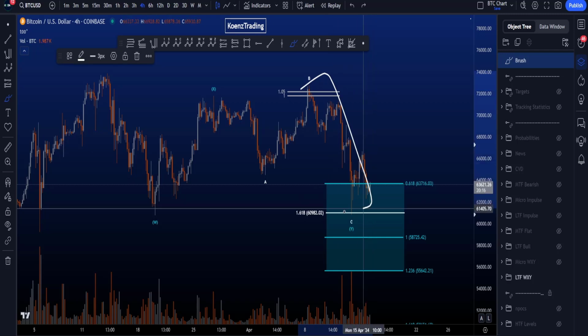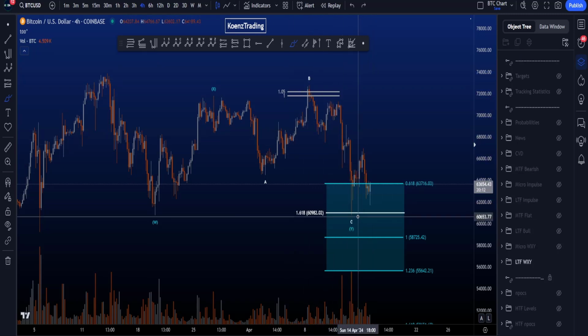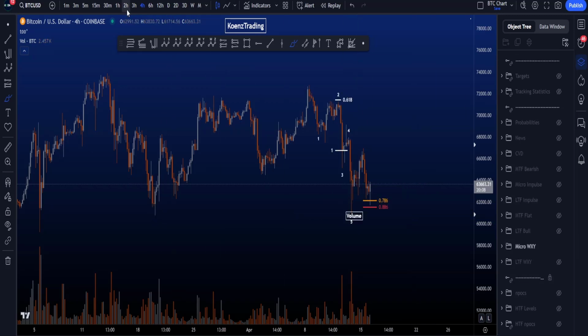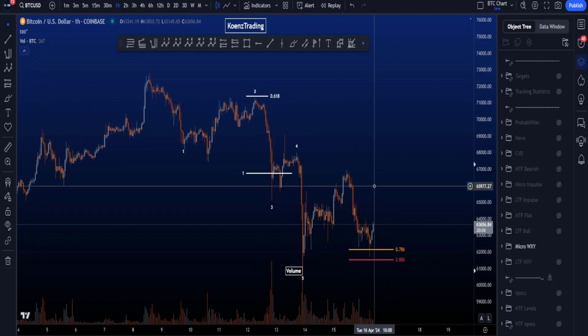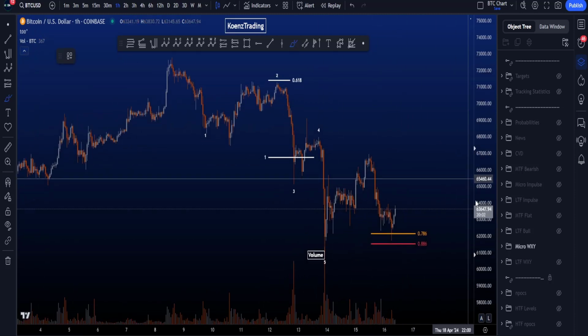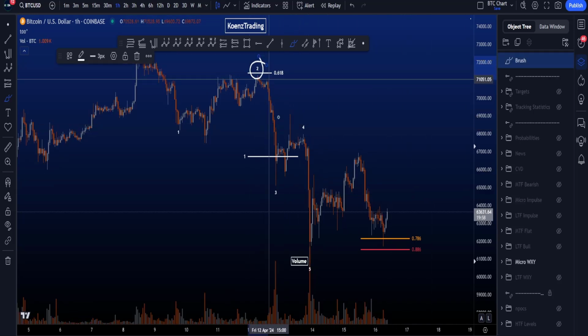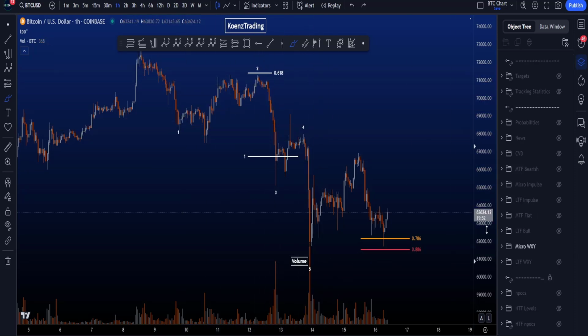If we then zoom in to this impulse to the downside, as we need to be able to count a 5-wave impulsive structure to the downside to end wave C here, then we go down to the 1-hour time frame and have a look at especially wave 2, wave 3, and wave 5. So if we look at this wave 2 here, we are counting a wave 1, 2, 3, 4, and then we have our wave 5.